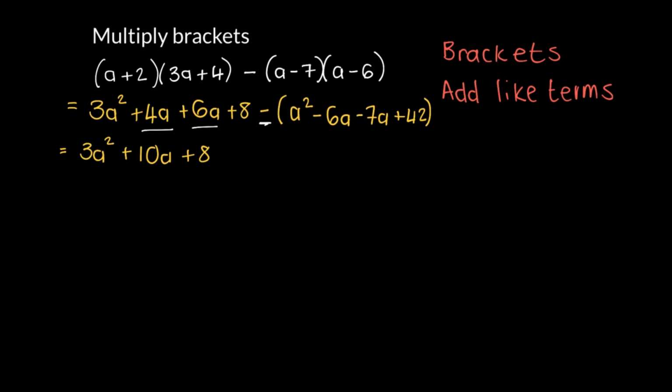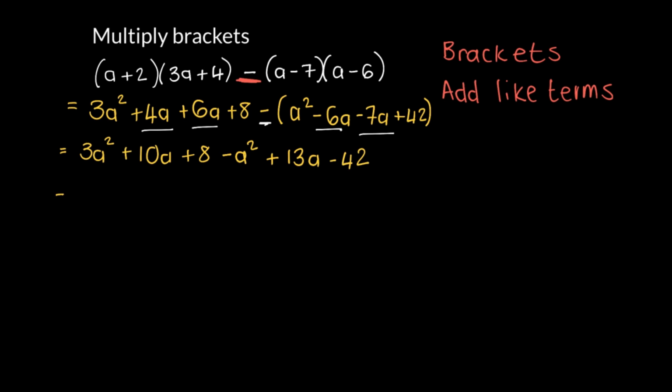And then what I'm going to do with this minus that we're looking at over here is I'm going to multiply it into this particular bracket over here because it's written over here and we need to add it in. So what I'm going to have here is negative multiplied by a squared. That's going to give us negative a squared. And then I've got negative 6 and negative 7. That's going to give me negative 13a. And if we put that together, multiply that by negative, that's going to give me positive 13a. And then negative multiplied by positive 42 will give me negative 42.